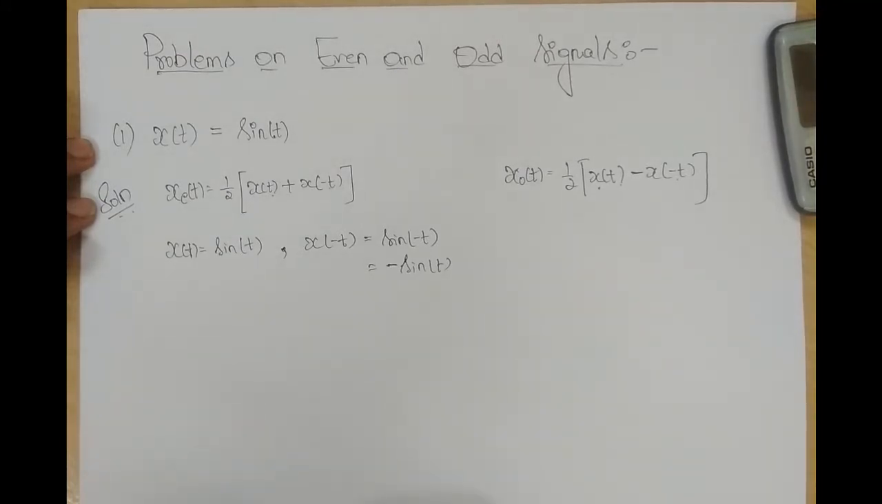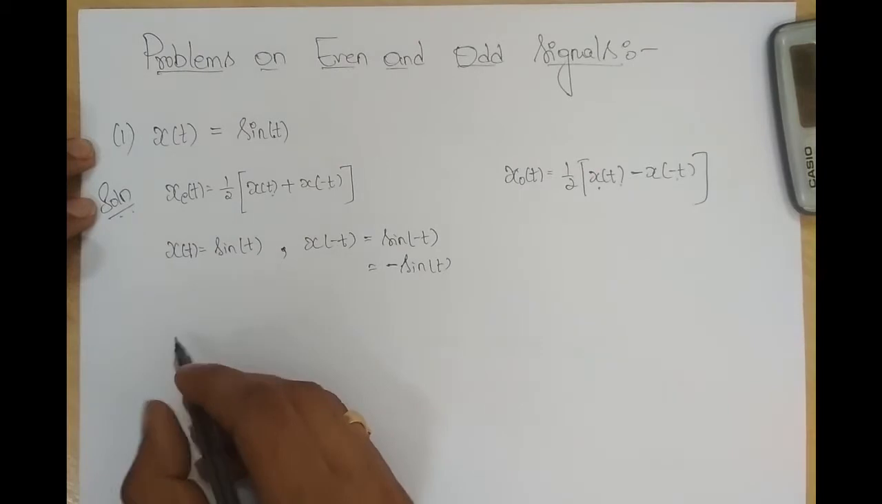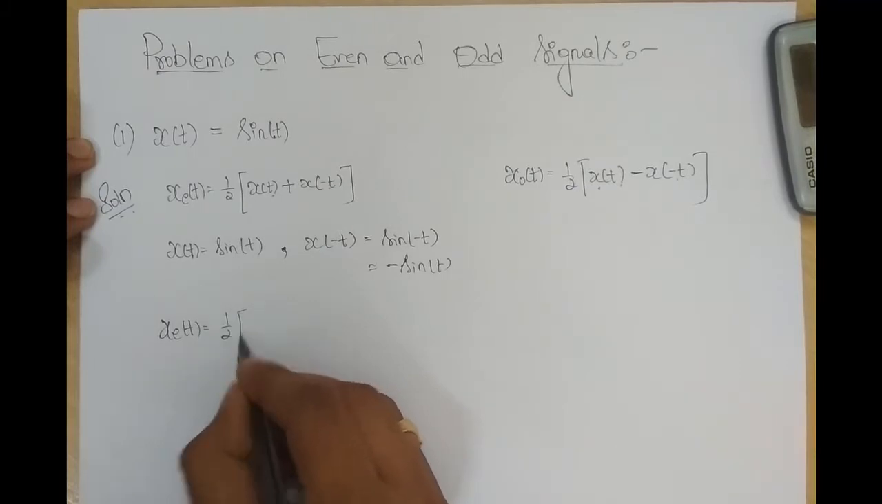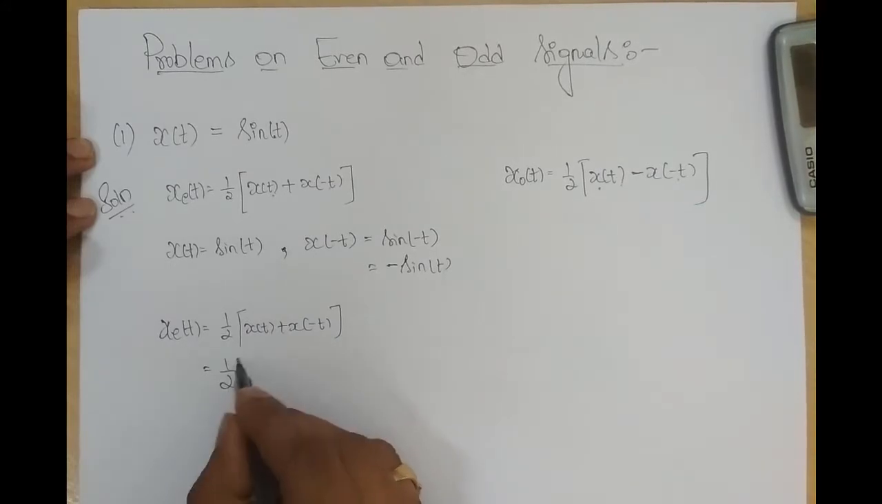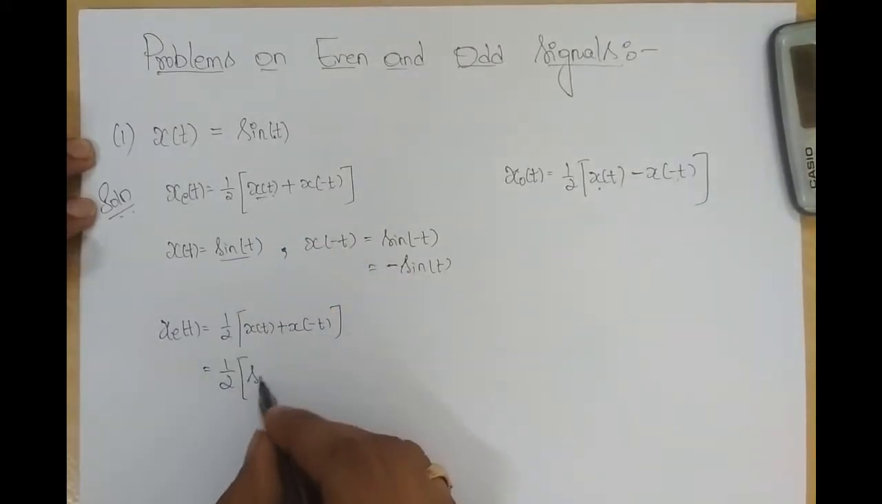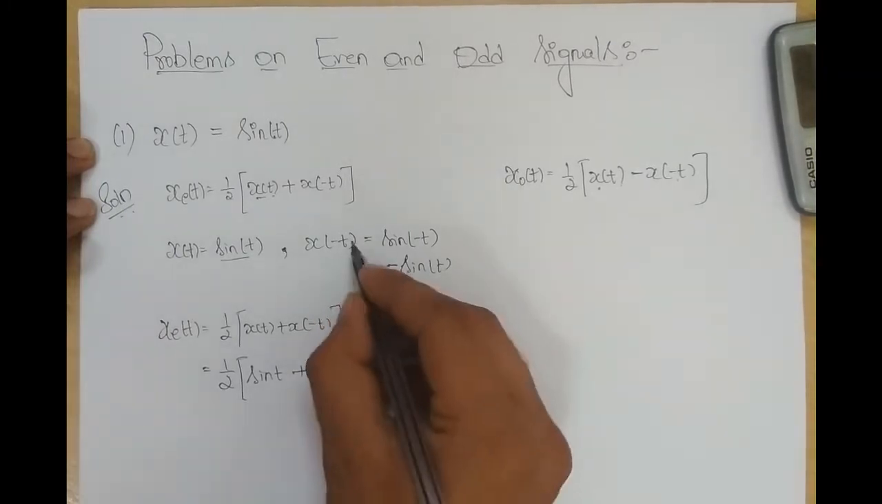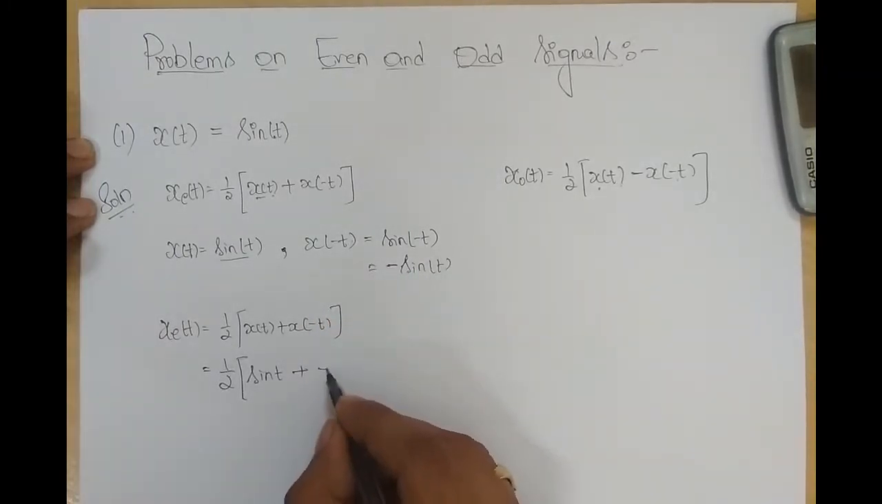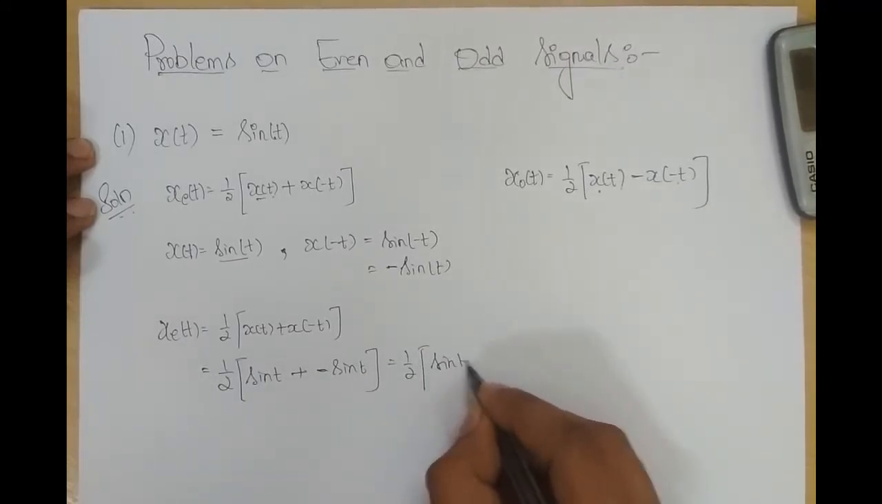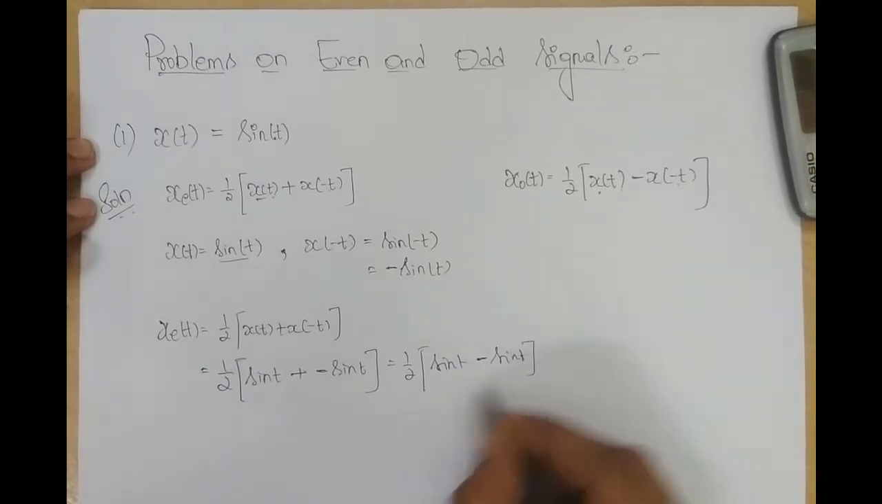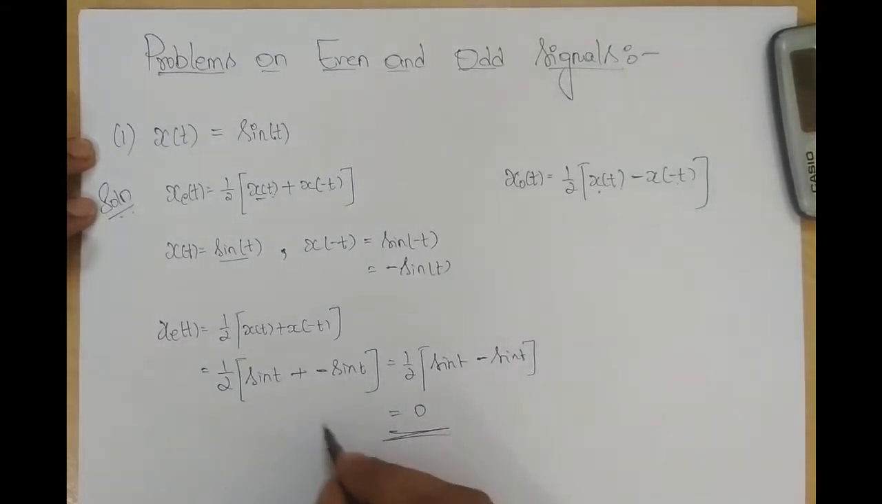So what is the even component of this signal? We'll see that. x e of t is equal to 1 by 2 times x of t plus x of minus t. So this is equal to 1 by 2 times, x of t is sin t, plus x of minus t, which is minus of sin t. So this is equal to 1 by 2 into sin t minus sin t. So this is 0. Therefore even component of sin t is 0. Obvious, right? Because sin t is an odd signal, so even component is 0.